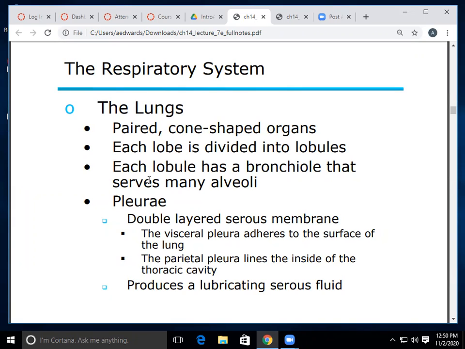So basically what that means is it's a covering over the lung, okay? And it's two layers. So the layer that actually touches the lung is visceral. The layer that touches the thoracic cavity around the lung is parietal, okay? And it produces serous fluid, okay? Which helps to lubricate the lining of the lung.